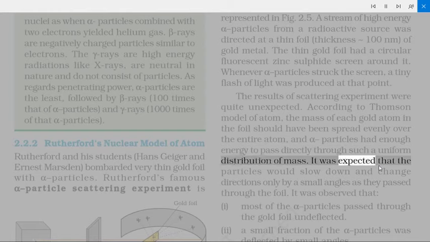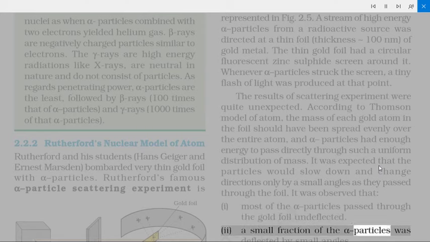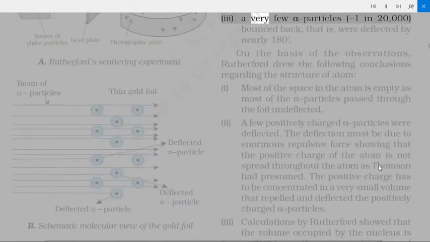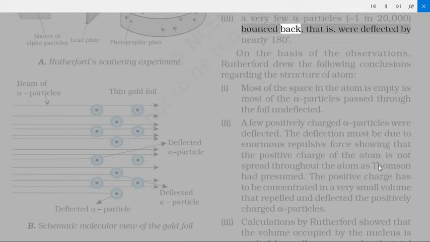It was expected that the particles would slow down and change directions only by small angles as they passed through the foil. It was observed that: 1. Most of the alpha particles passed through the gold foil undeflected. 2. A small fraction of the alpha particles was deflected by small angles. 3. A very few alpha particles, 1 in 20,000, bounced back, that is, were deflected by nearly 180 degrees.